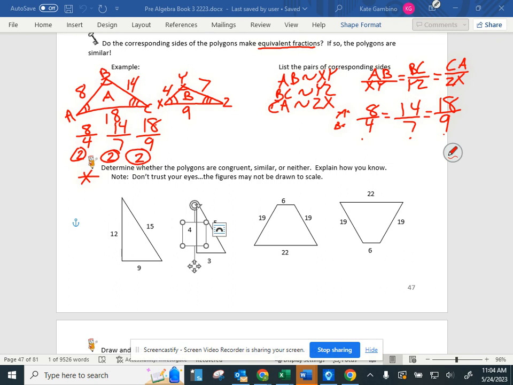So if we look at our first set, we have 12, 15, and 9, 4, 5, and 3. Are they congruent? No. How do you know, Emily? Because the sides don't match up properly. They're not congruent. They're not identical sizes. So now we have to see, are they similar or neither? How do I do the math? What should I do, James J?